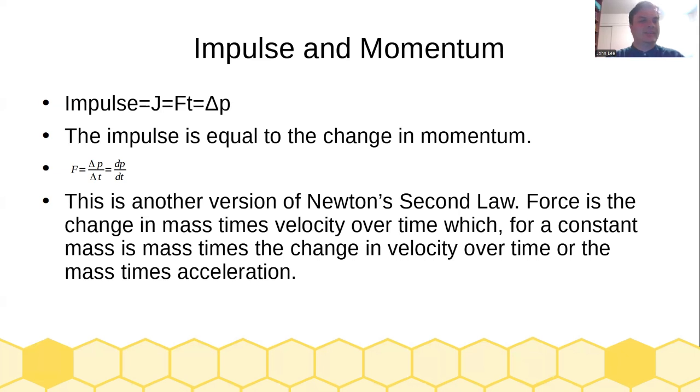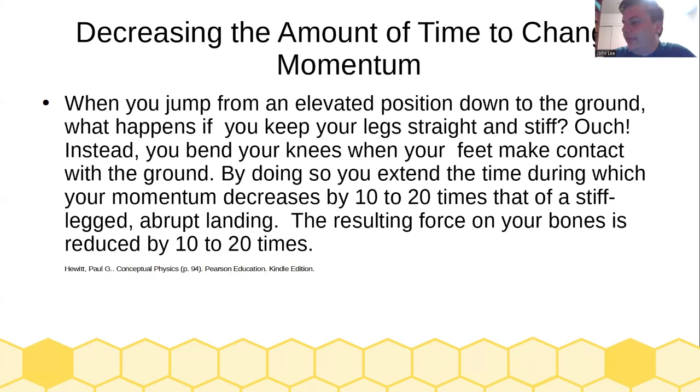So force is therefore the change in momentum over the change in time, which is dp/dt, or the derivative of momentum over time. It is the rate of change of momentum over time. This is another version of Newton's second law. Force is the change in mass times velocity over time, which for a constant mass is mass times the change in velocity over time, or the mass times the acceleration. So force is just equal to the change in momentum over time, which for a constant mass is mass times acceleration.